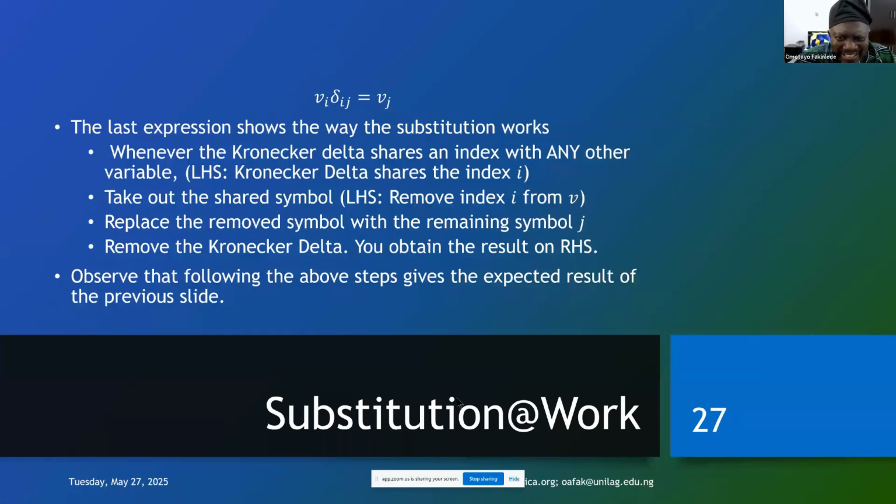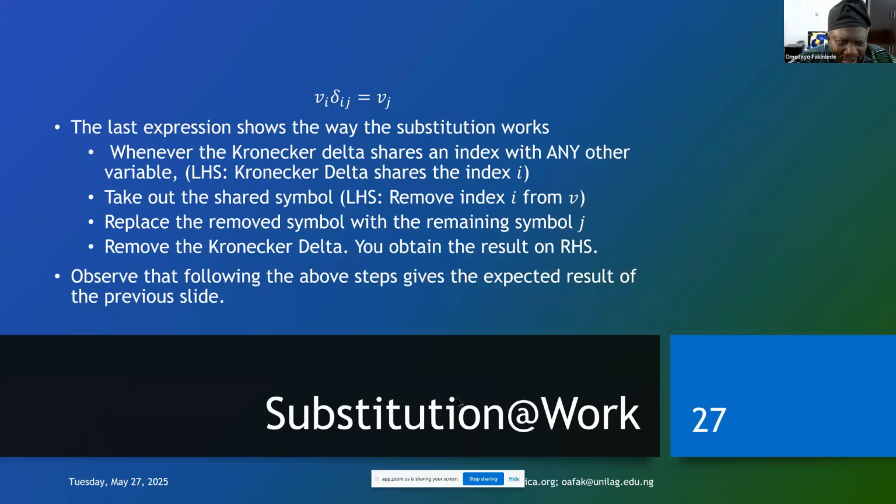Whenever the Kronecker delta shares an index with any other variable in the same expression, on the left-hand side, the Kronecker delta shares the index I. Take out the shared index, that is, remove I from V, and replace the removed index with the remaining symbol J. Remove the Kronecker delta, and you obtain the result on the right-hand side. It is those simple steps. Those steps are so simple as we are looking at them one by one, but when you look at them on the whole, you will see that it's not simple, as it has a far-reaching effect.